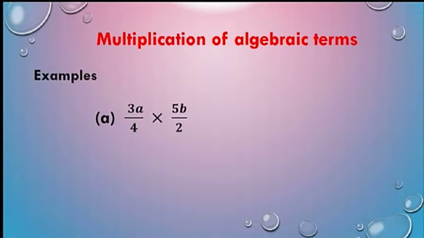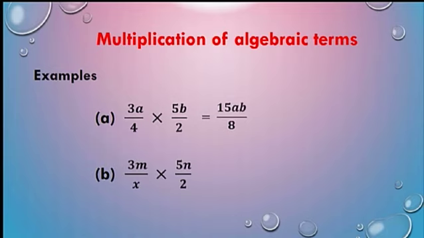numerator is 5b. So you're going to multiply 3a with 5b. Then in the denominator of the first fraction, it is 4, and the denominator of the second fraction is 2. So you're going to multiply 4 by 2. So we have an answer of 15ab over 8. 15ab because 3a times 5b is 15ab, and 4 times 2 is 8.